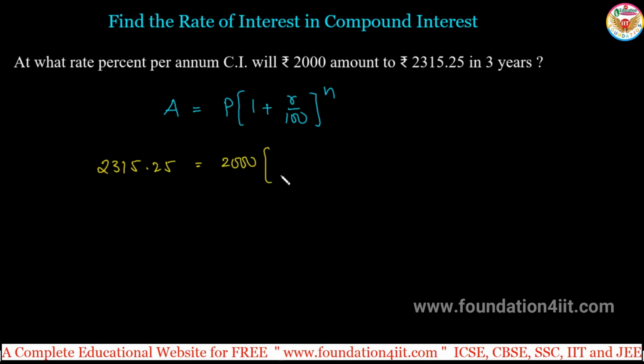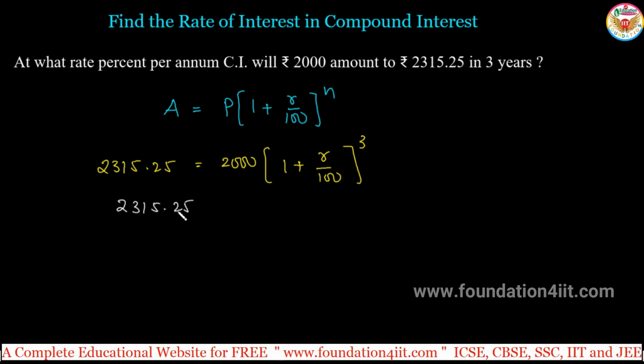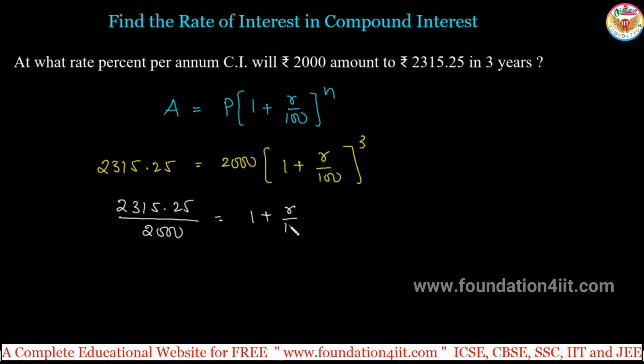This is 1 plus r by 100, because only r we have to calculate, to the power 3, because n is equal to 3 years. Yes. Now we have to solve this. When you observe, 2000 is multiplying with this, so take it to the left side. So 2315.25 by 2000 is equal to 1 plus r by 100 all to the power 3.